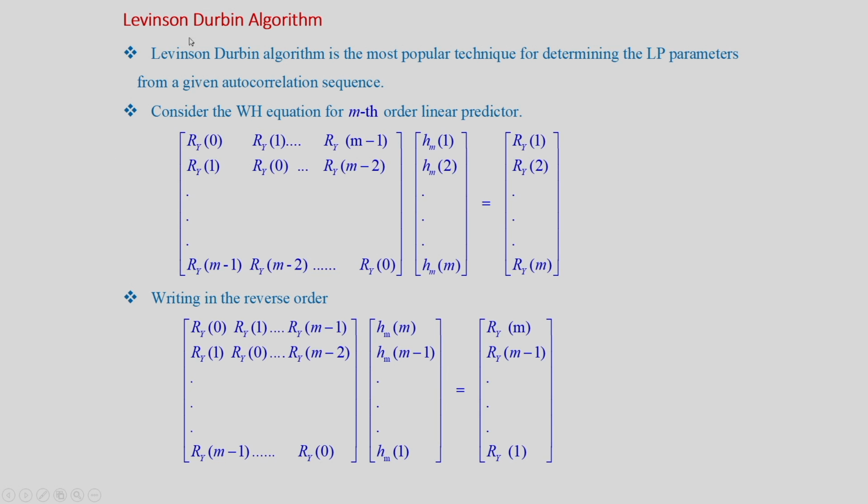Now, we will go to the Levinson-Durbin algorithm. The Levinson-Durbin algorithm is the most popular technique for determining the LP parameters from a given autocorrelation data.